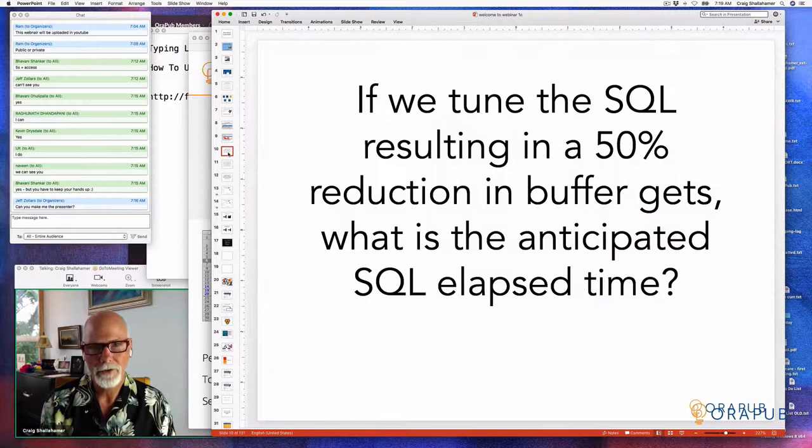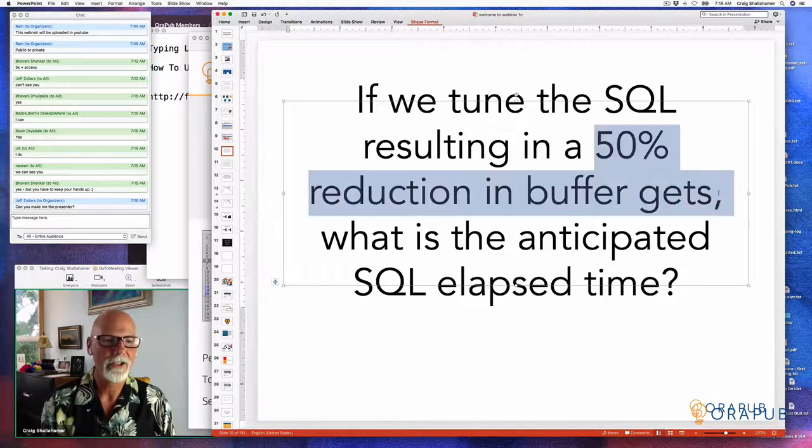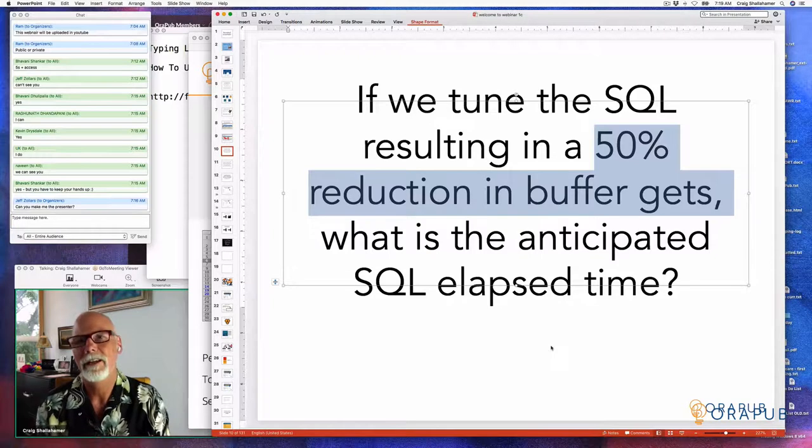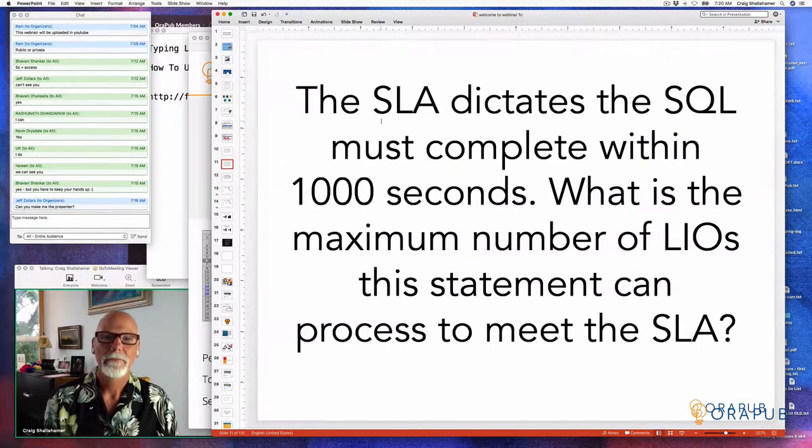And we're not going to go through this because we don't have time, but we can answer questions like, if we tune the SQL resulting in a 50% reduction in buffer gets, what's the anticipated elapsed time? That's like saying, I'm not going to process five pieces of work. I'm going to process 2.5, or eat 2.5 pieces of candy, something like that. Okay, and here's another one right here. This is a really cool one.